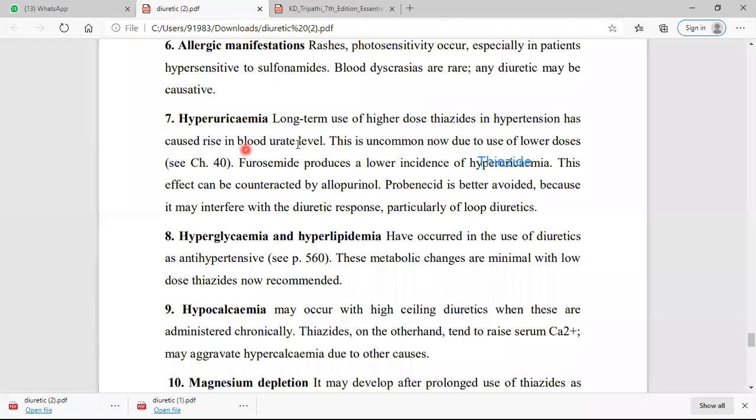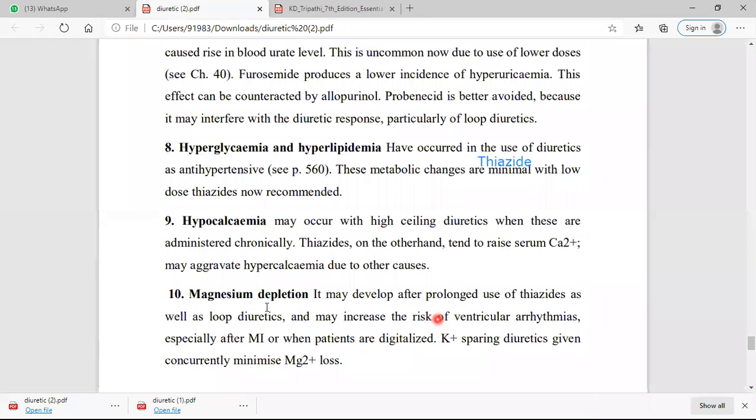Hyperuricemia, and hence it precipitated the gout. Okay, hyperglycemia, hyperlipidemia, hypocalcemia. Okay, it is hypocalcemia which occurs with the high ceiling diuretic drug. Again, it causes the magnesium depletion.